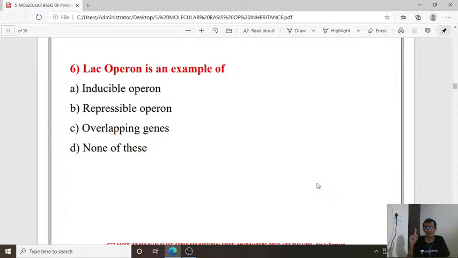Lac operon is an example of which type? In the operon we can observe inducible operon, repressible, overlapping genes, none of this. So with respect to our syllabus, the Lac operon, it is an inducible type of operon. Inducible type of operon, that is the Lac operon model. Okay.